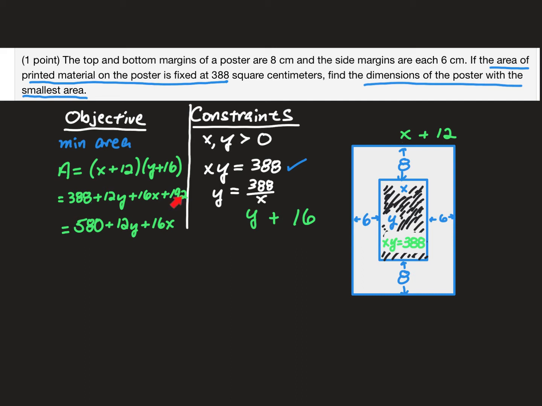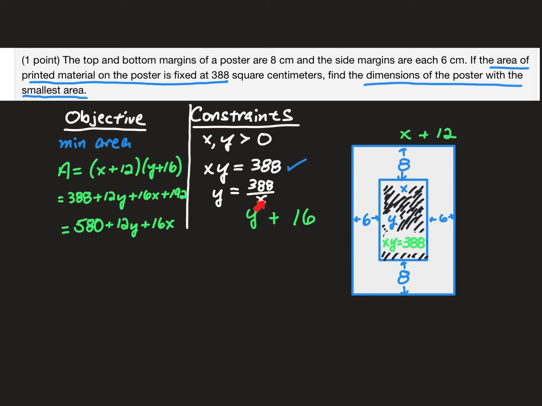So 388 plus 192 is 580. Then we have plus 12y plus 16x. Just bring those down there. So that's the area we're going to minimize. Now, this is a function of two variables, y and x. We want to turn that into a function of one variable. So we're going to take y, and we solve for y by dividing both sides by x. And that's okay to divide by x because x is greater than 0.